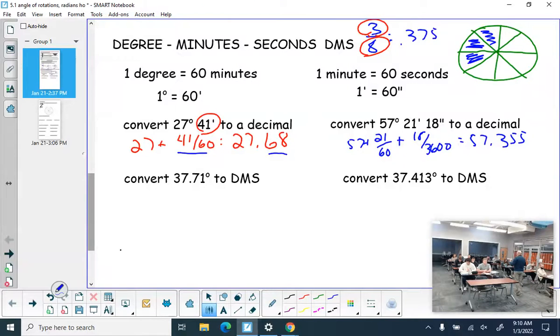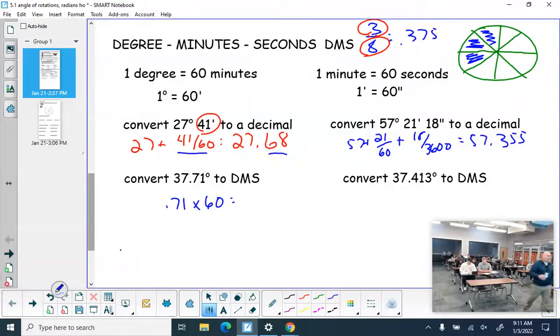So rather than dividing by, what would be the opposite of doing the division? Lucas? Multiplication. So I can take my 0.71 and multiply by the 60, because we're just putting the process in reverse. And when we take the 0.71 times 60, what do you come up with?